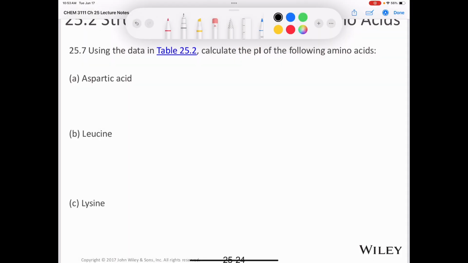Okay, 25.7, use the data in the table to calculate the isoelectric point of the following amino acids. So we start with aspartic acid, which has 2 carboxylic acid groups. And so the isoelectric point of aspartic acid is going to be calculated by using the pKa values of the 2 carboxylic acid groups. Again, you can go to the table and look these up. So we have 1.88 for the first carboxyl group. The side chain has a pKa of 3.65. So we take the average of those and we get 2.77.